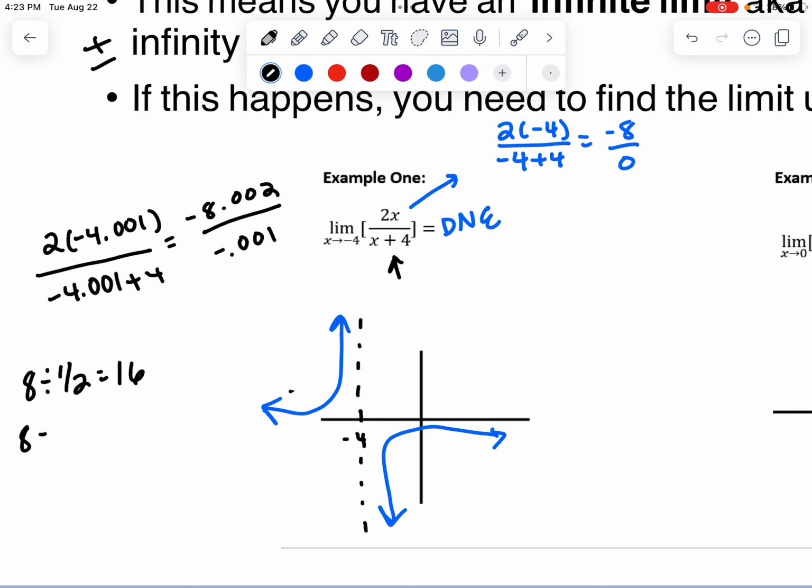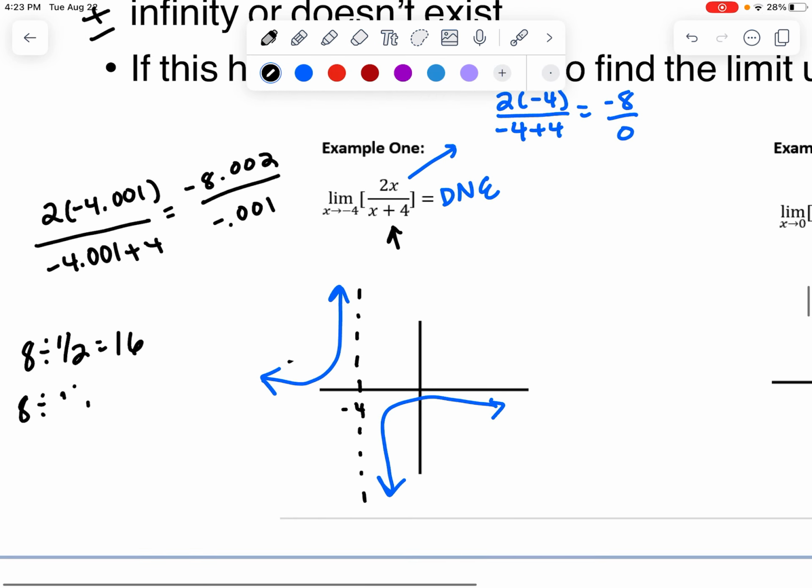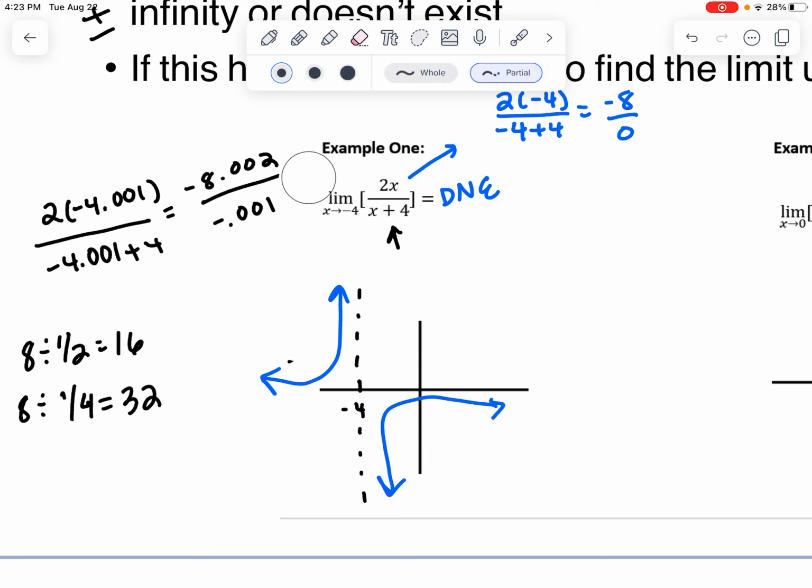If you did 8 divided by 1/4, you would get 32, because there are lots of 1/2s in 8, and there are lots of 1/4s in 8. And so there are lots of 0.001s in 8. And so that number is going to get really, really large. So I'm estimating that from the left side, it's going to approach infinity. And I don't have to create a whole table, and I was able to do that in my head.